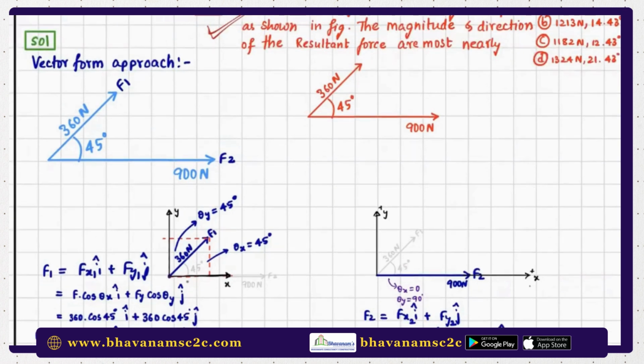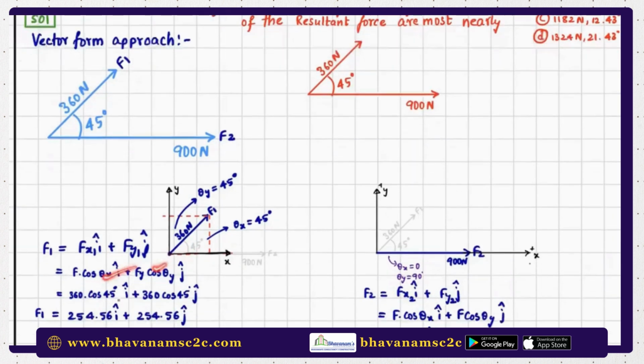So what is theta x here? Theta x is 45. Theta y is also 45. So for F1 I got this i cap plus this j cap, and the sign conventions are obviously such that these components will be plus plus. So I got this F1.